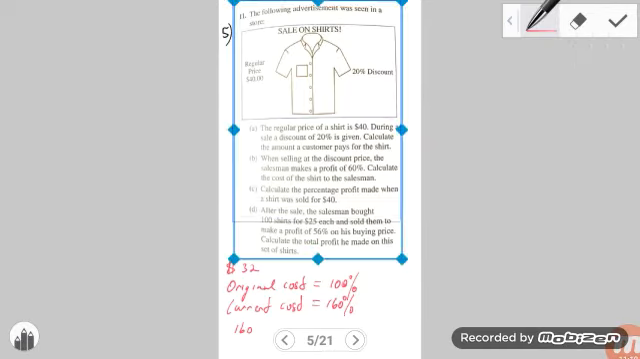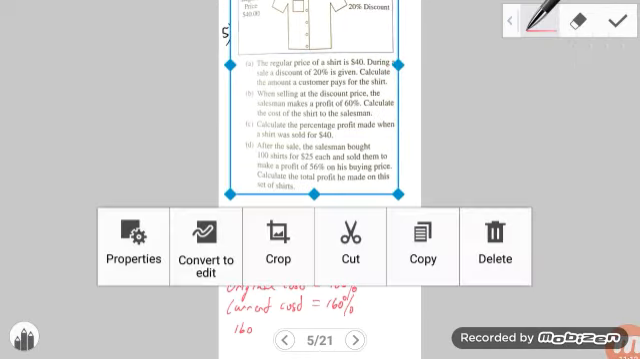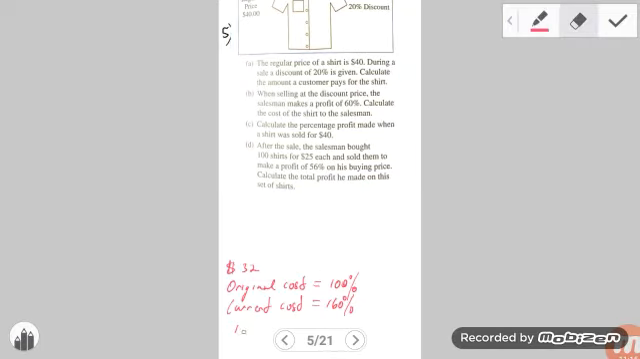That 160% is what's equal to the $32, because at $32, he's still making 60% profit. What is the cost to him when it was sold? So he's looking for the original price of 100%, which is equal to X.